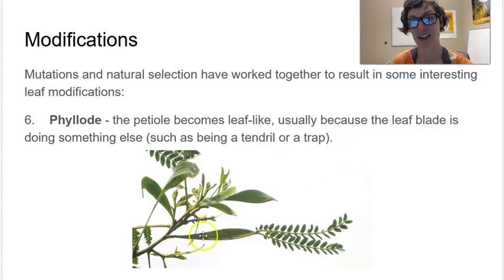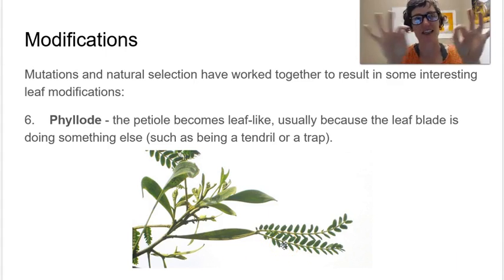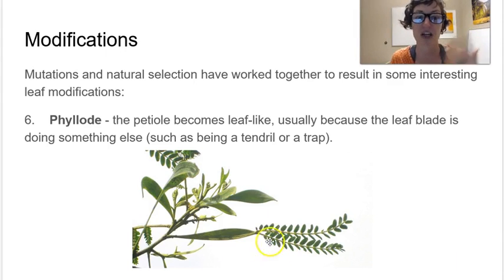Here we see that phyllode adaptation where the petiole has flattened out and become photosynthetic so that these leaves can do other stuff. They're still photosynthetic, but they're highly divided into smaller leaves. So why this plant is doing that, I don't know. But usually it's because the leaf is doing another job.